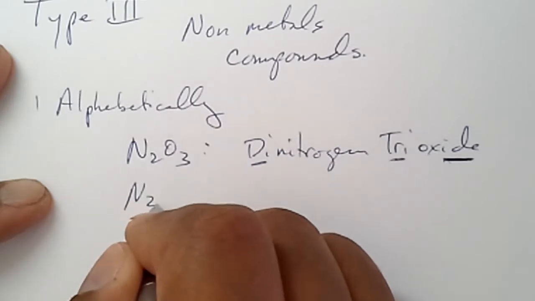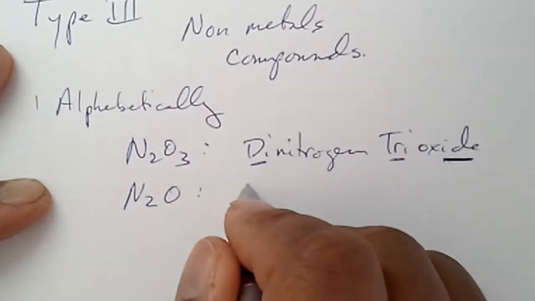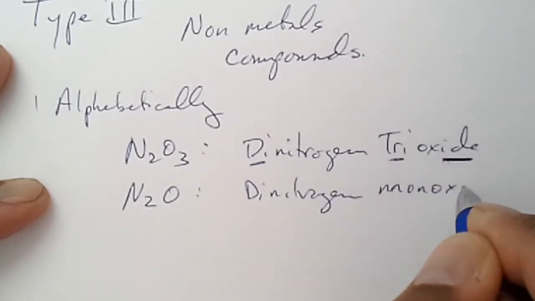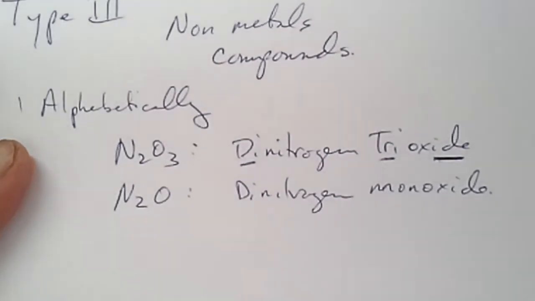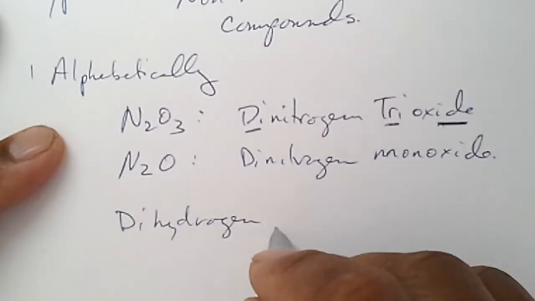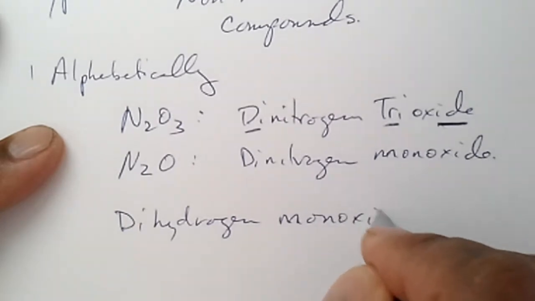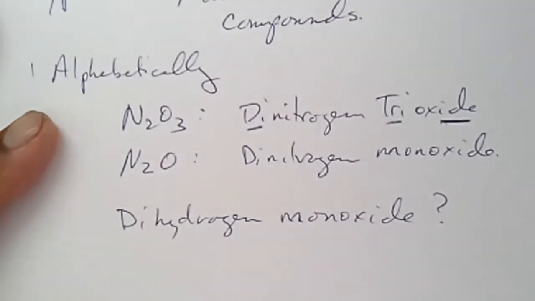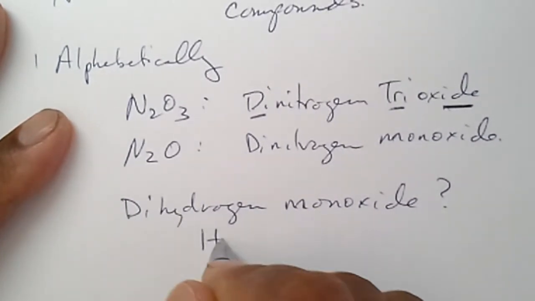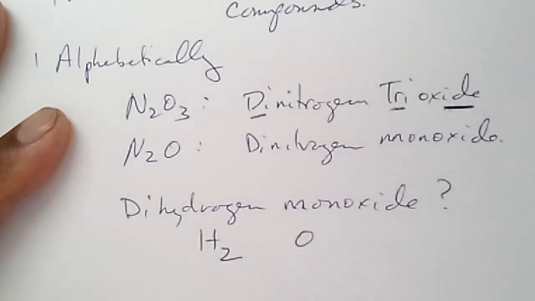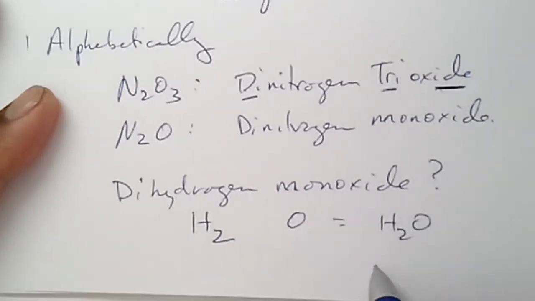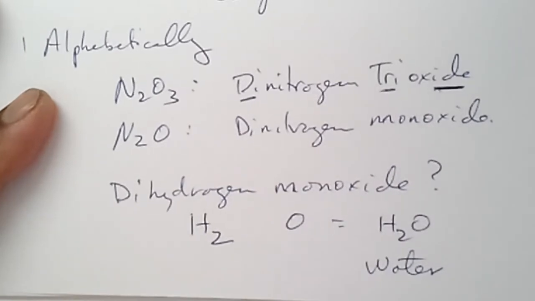Another example, nitrogen plus oxygen, this would be dinitrogen monoxide. And often you see as a joke, what is dihydrogen monoxide? People rarely use this for indicating the structure: dihydrogen, which is 2 hydrogens, and 1 oxygen, which is O. Okay, H2O.